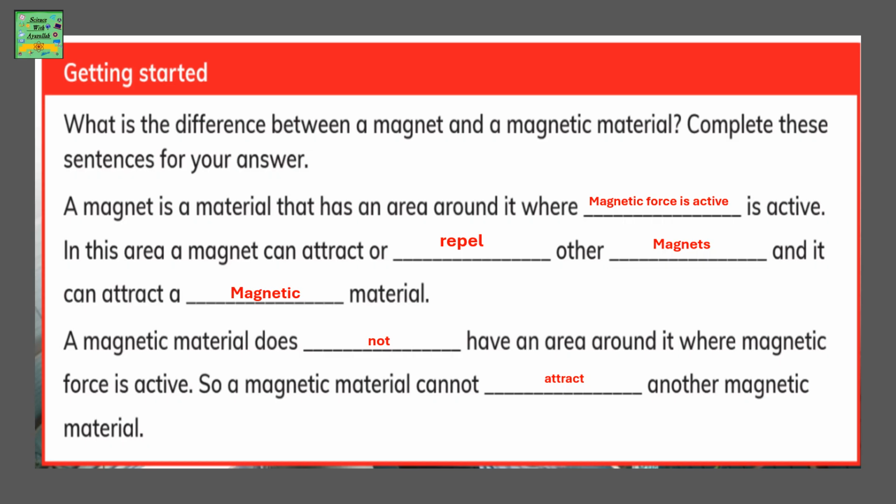That means magnets and magnetic materials are two different objects. Magnetic material could be iron or copper, all the metals. A magnet is a magnet which attracts or repels other magnets.